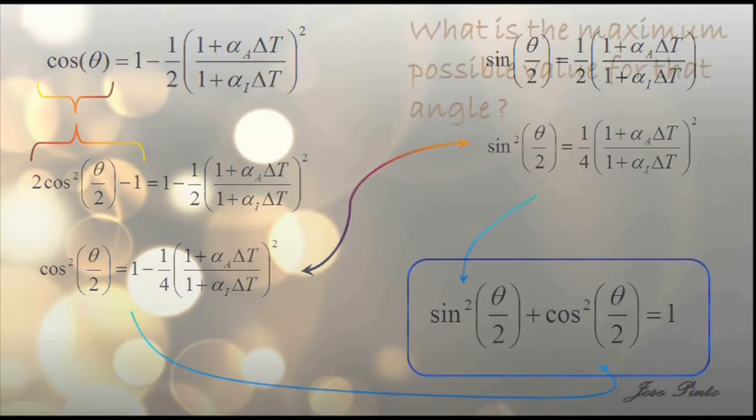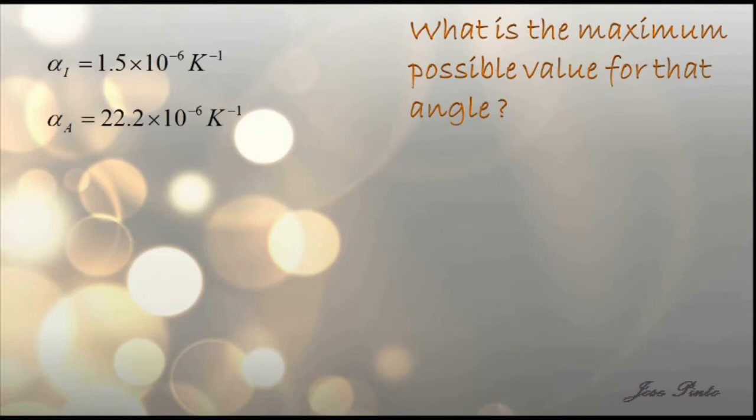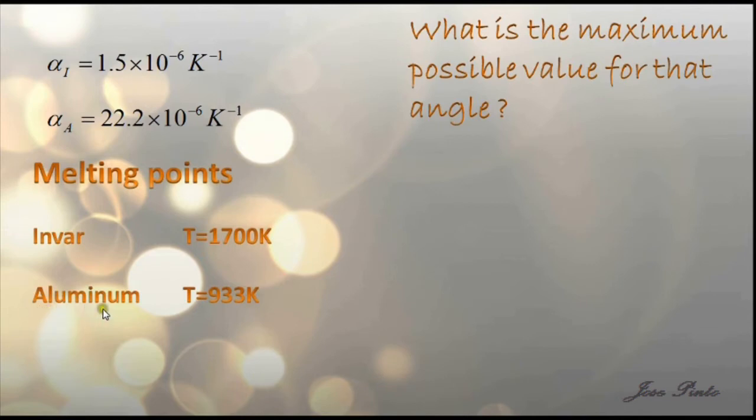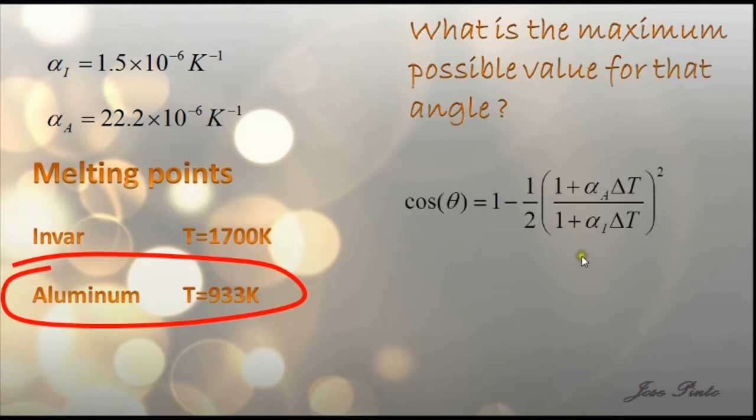So I want to put some numerical values here and calculate something real. Let's calculate the maximum possible angle. This will be achieved right before one of the metal bars melts. So here are the melting points, and we see that aluminum will be the first one to melt. So this will be the maximum temperature. Let's use one of the results. I'm gonna choose this one, the one with cosine. And here you can use a calculator. I will use a program called Maxima. It's free and very nice.